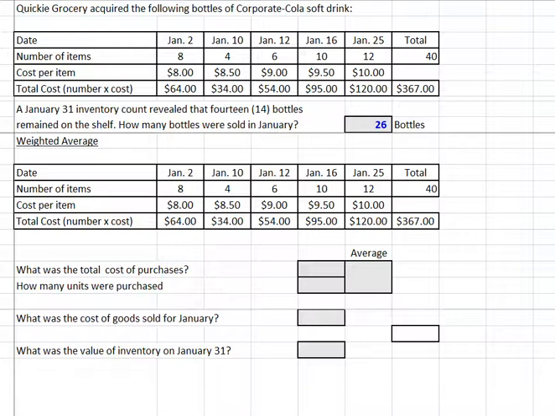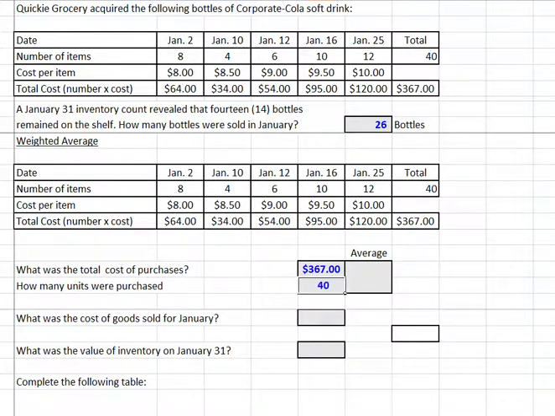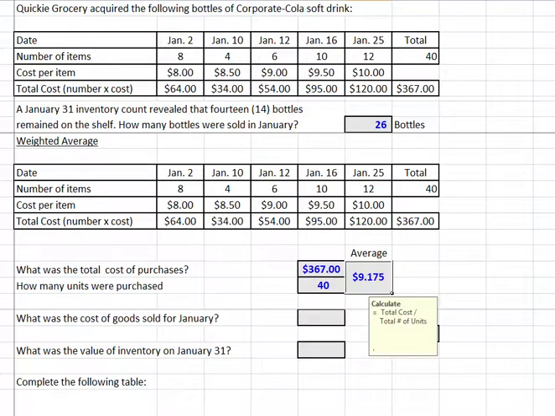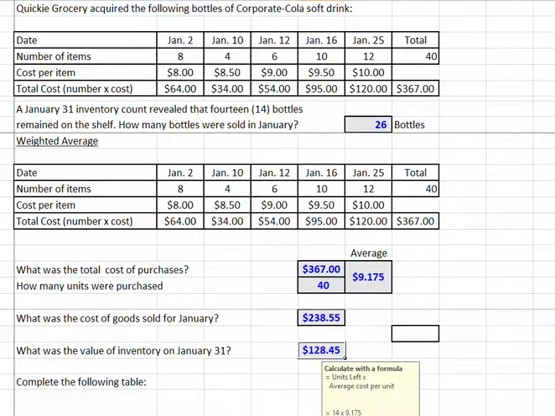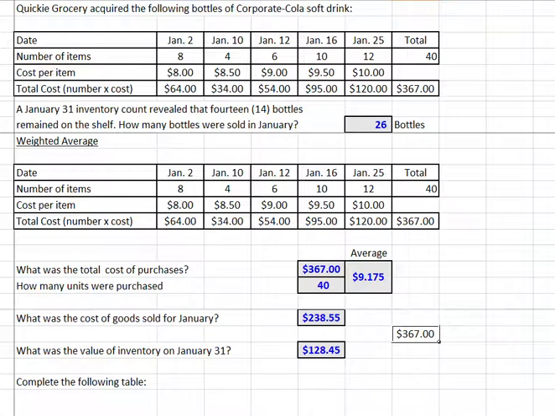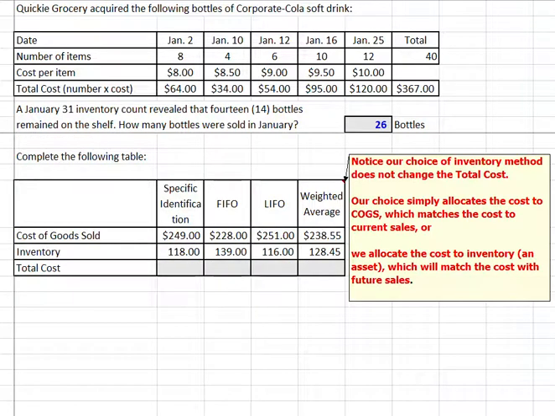Again, we simply take the total cost of all our purchases, which was $367. We divide it by the 40 bottles that we purchased, and we get an average cost per bottle of $9.175. Then we calculate cost of goods sold. Recall, we sold 26 bottles, so 26 times $9.175 is $238.55. We had 14 in ending inventory, so 14 times the 9.175 gives us $128. We add the two together and we get our total of $367.